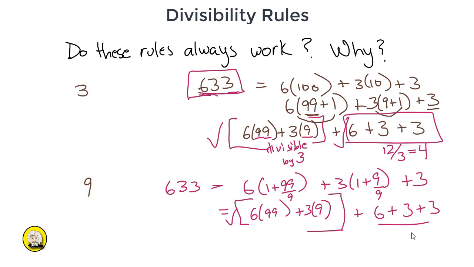6 plus 3 is 9, plus 3 is 12. And 12 in this case is not evenly divisible by 9. So that does not work, which means the sum of the digits is not divisible by 9, and 633 in this case is not divisible by 9.